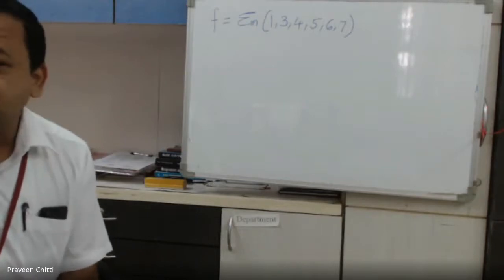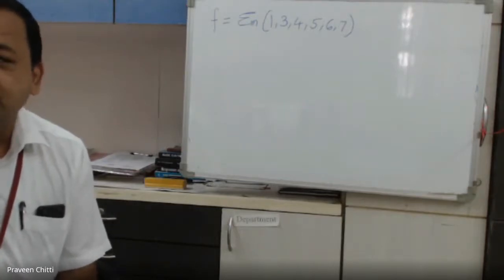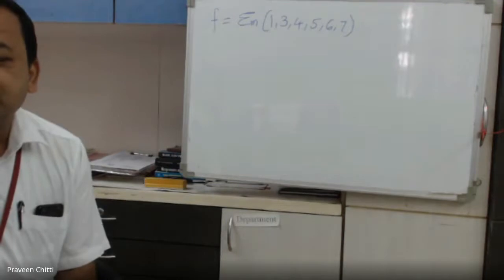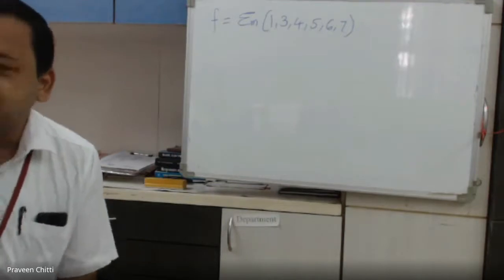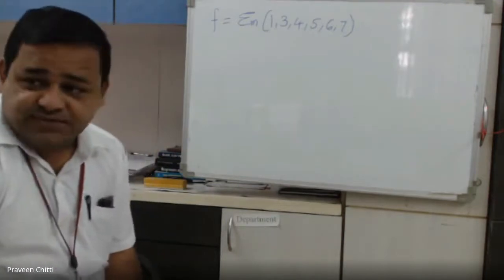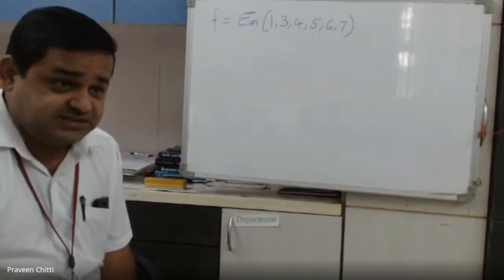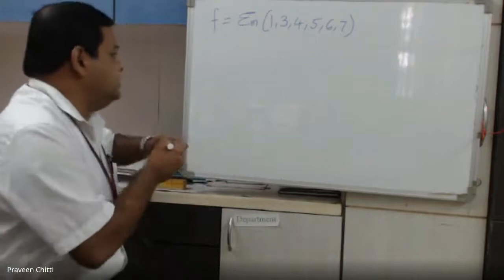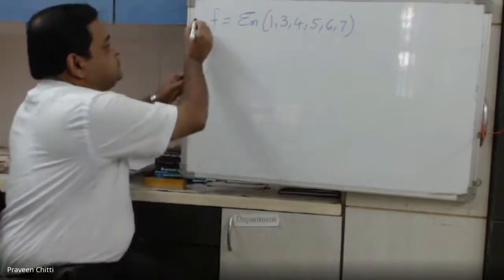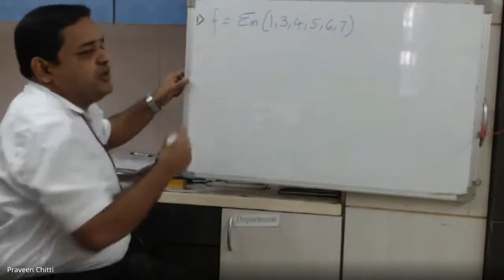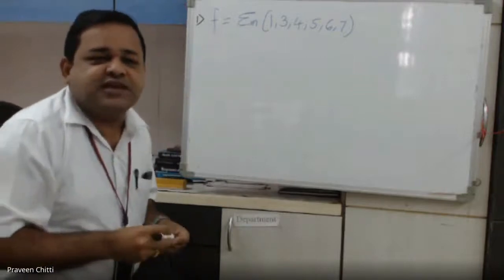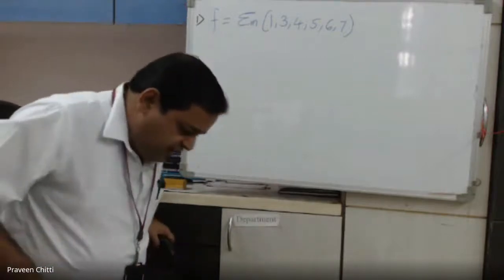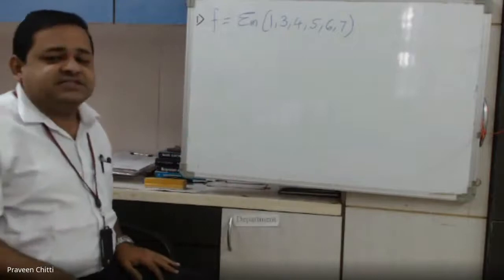Can anybody read what is the example given? You can take down the question. Simplify the following expression using K-map. The first example in this is this. Fine. So the given equation is this.